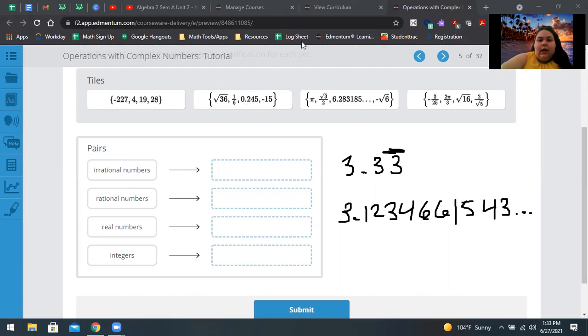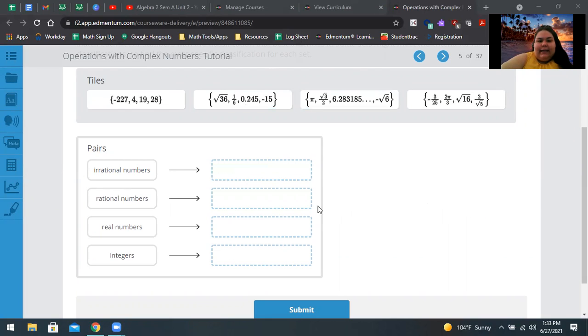Real numbers are both positive and negative, and then we have integers, which are whole numbers. Another way to say it, integers are considered whole numbers.